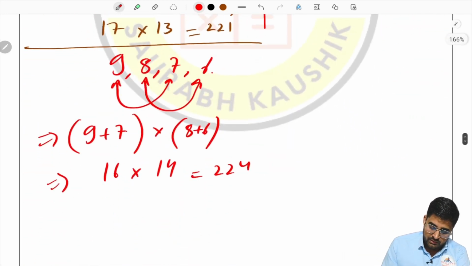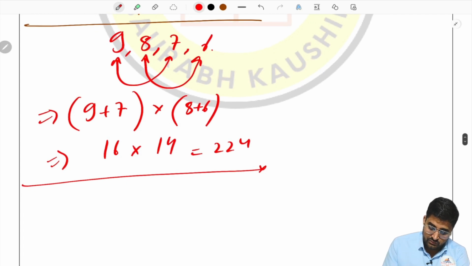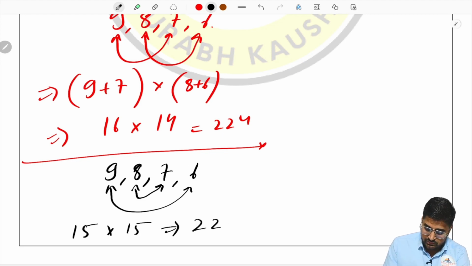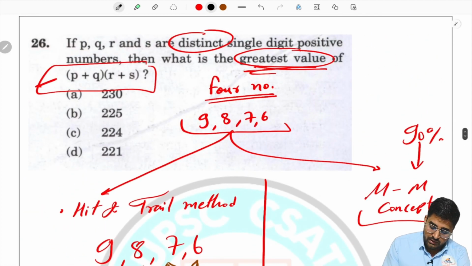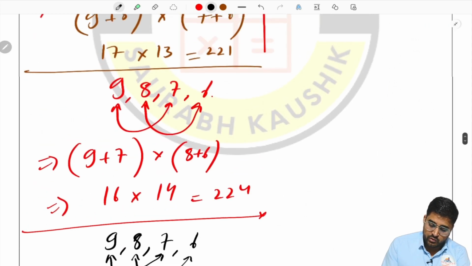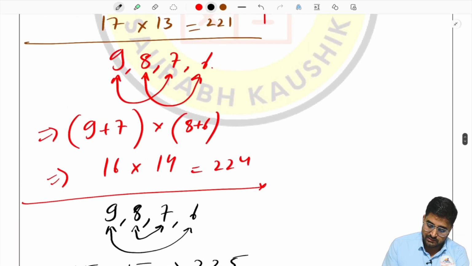Now again, don't put it as the answer. Let's move ahead. Is any other combination possible? Yes. Which one is that? 9, 8, 7, 6. We have this combination. So 9 plus 6 is 15, and 8 plus 7 is 15. We have to multiply them and it comes as 225. So 225 is the answer, because nothing more than that is possible. No more combinations are possible in this case.